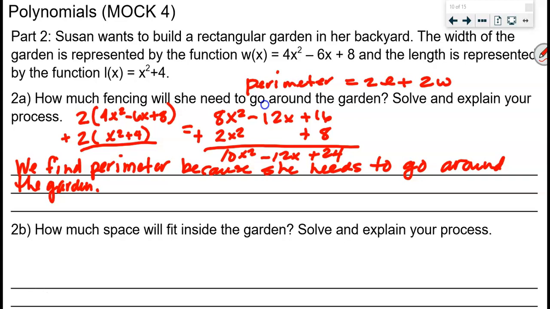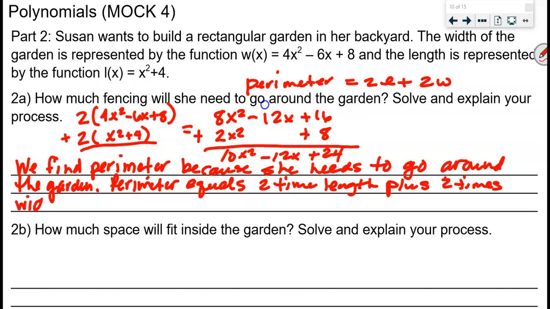So we do perimeter equals 2 times length plus 2 times width. Then add like terms. That's how we solved it, right?